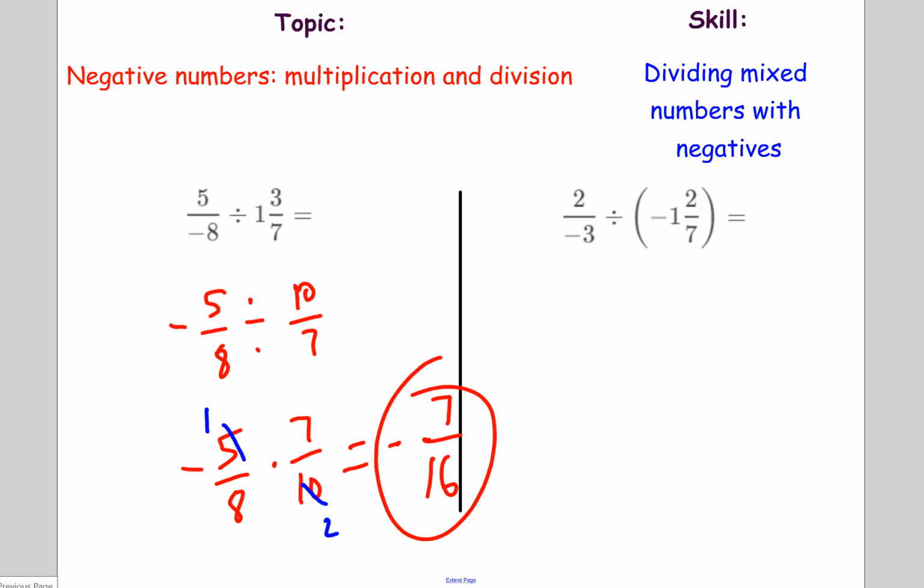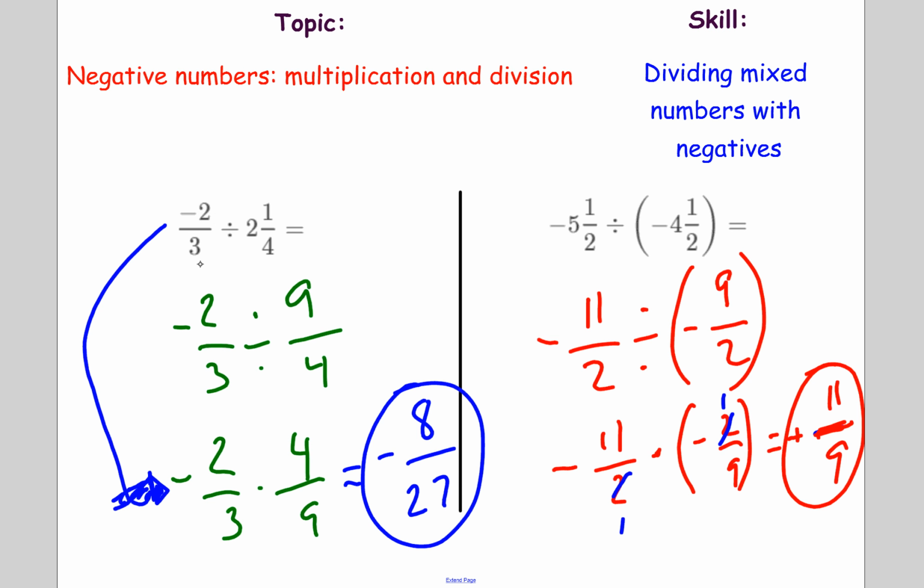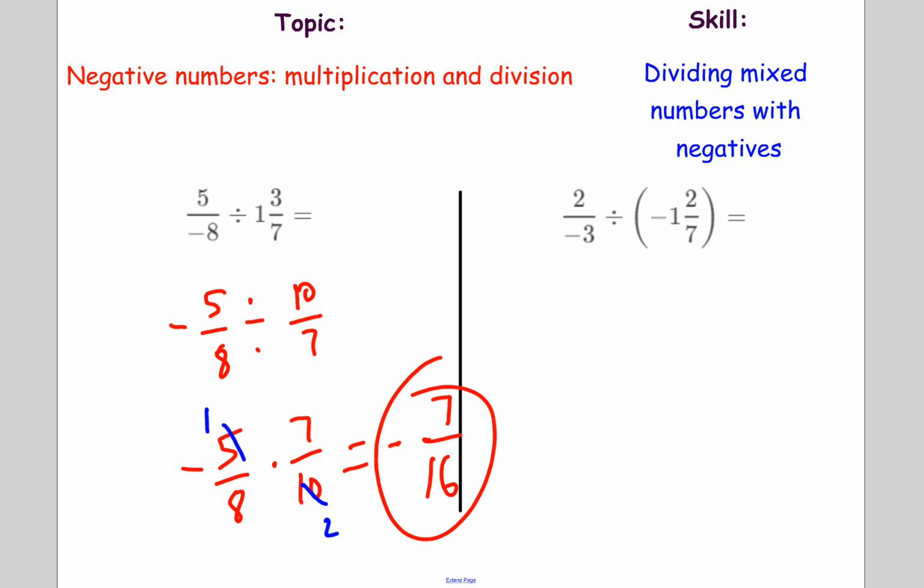Actually, I want to go back for a moment, just show you something. This is a negative divided by a positive, makes the final answer a negative. This is a negative divided by a negative, which makes the final answer a positive. This one is a negative divided by a positive, which makes the final answer a negative. And the last one is a negative divided by a negative, which will make the final answer positive. So when you're dividing mixed numbers, you can determine the sign before you even do it.